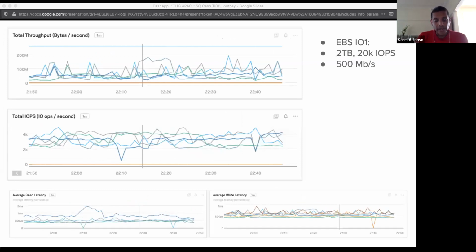In the storage layer, these are the EBS volumes, currently using io1. You can see we have around 20K IOPS, and the bandwidth is around 500 megabits per second. That's the default that AWS gives you. As you can see, we have very low latency, mostly sub-millisecond latency in EBS volumes at the moment. And we're not fully using the capacity of the IOPS that we have provisioned, nor the bandwidth.